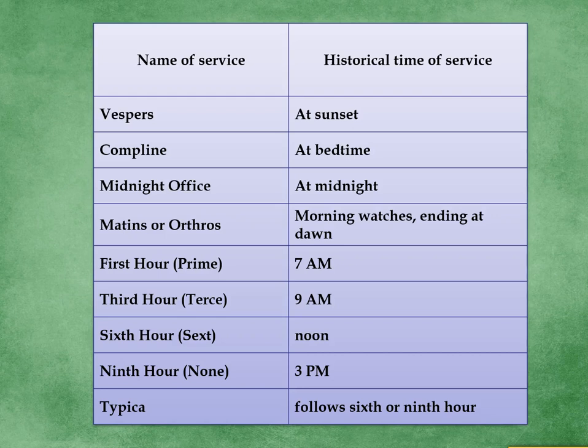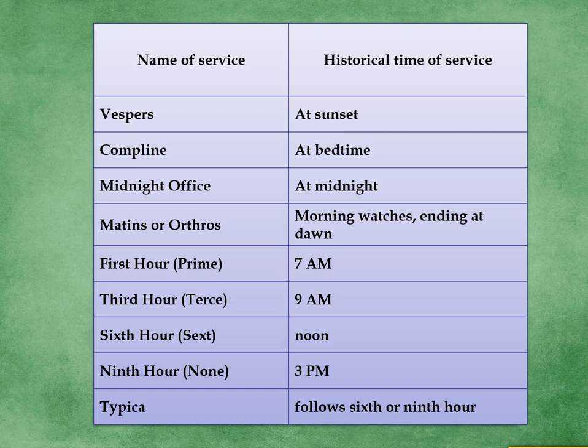Within a short period of time, a series of services will be developed that will take an individual from sunset all the way to the following day of sunset. And so Vespers, Compline, the Midnight Office, Matins or Orthros, the first hour, the third hour, the sixth hour, and the ninth hour, and then Typica will organize the day over a series of liturgical prayers, in which people will take it in turn.